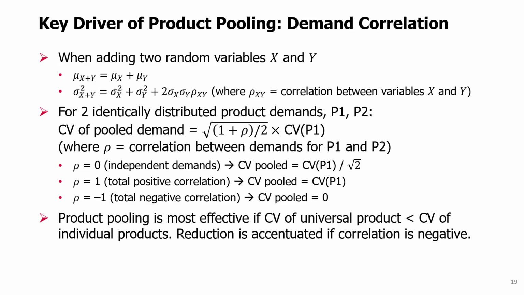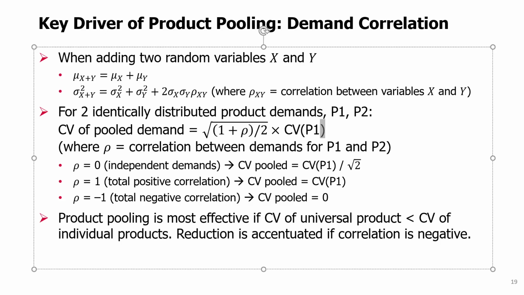So going back to my slide here, I explained just a moment ago that the coefficient of variation for the pooled demand of this universal product, when we have two identical products, P1, P2, will be the coefficient of variation of one of those products, either of them, they have identical coefficients of variation because they are identically distributed, right? But multiplied by this parameter that depends on rho, and rho is the correlation between product P1 and P2 demands.